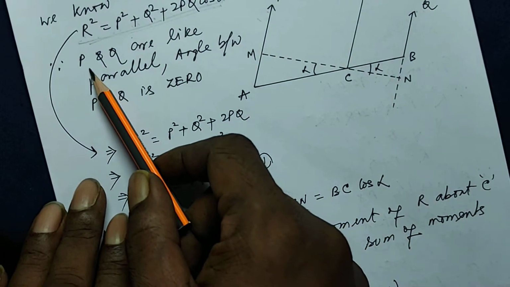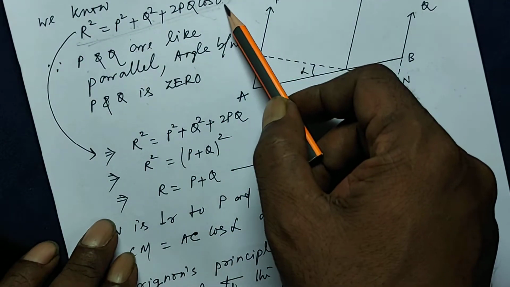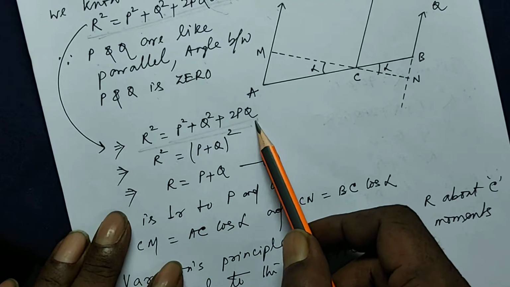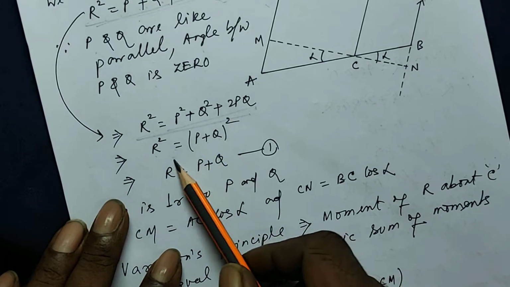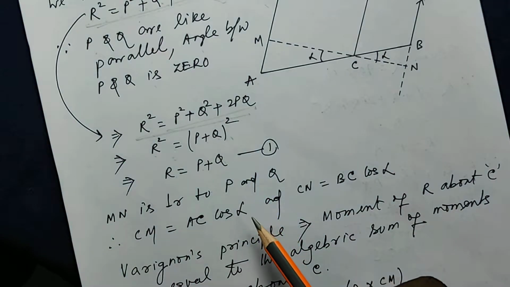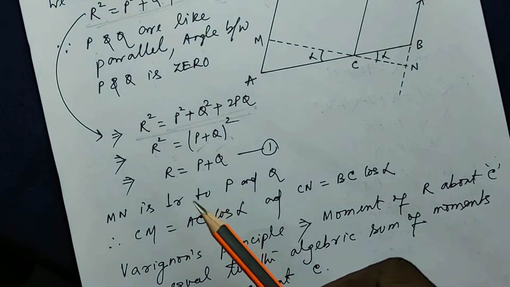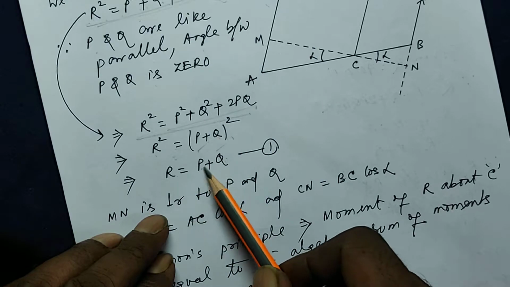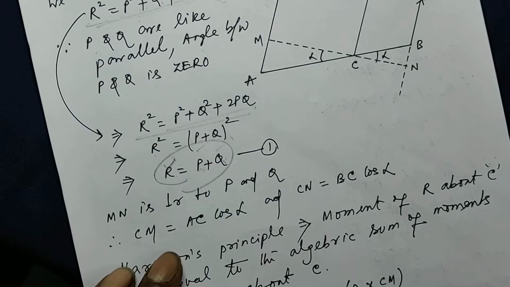So that is what I have written. Since P and Q are like parallel, angle between P and Q is 0, so cos 0 is 1. So your R square reduces to this. And the right hand side is nothing but whole square of P plus Q. So taking square root on either side, we are left with R is equal to P plus Q. Means if there are two forces acting in the same direction, P and Q, then their combined effect, means the resultant, is just the arithmetic sum of those two forces P and Q. So R is just equal to the arithmetic sum.